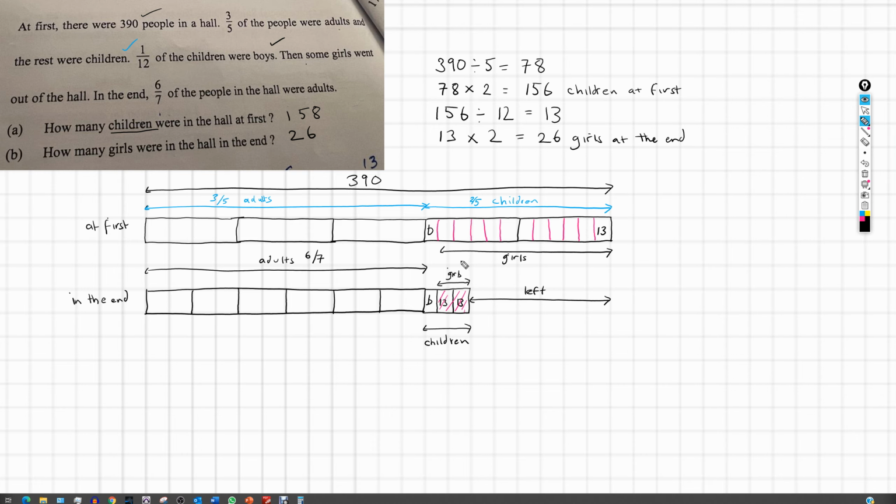Okay, well, I think that's it, and I think that's quite a neat use of bar models. So I hope that helps.